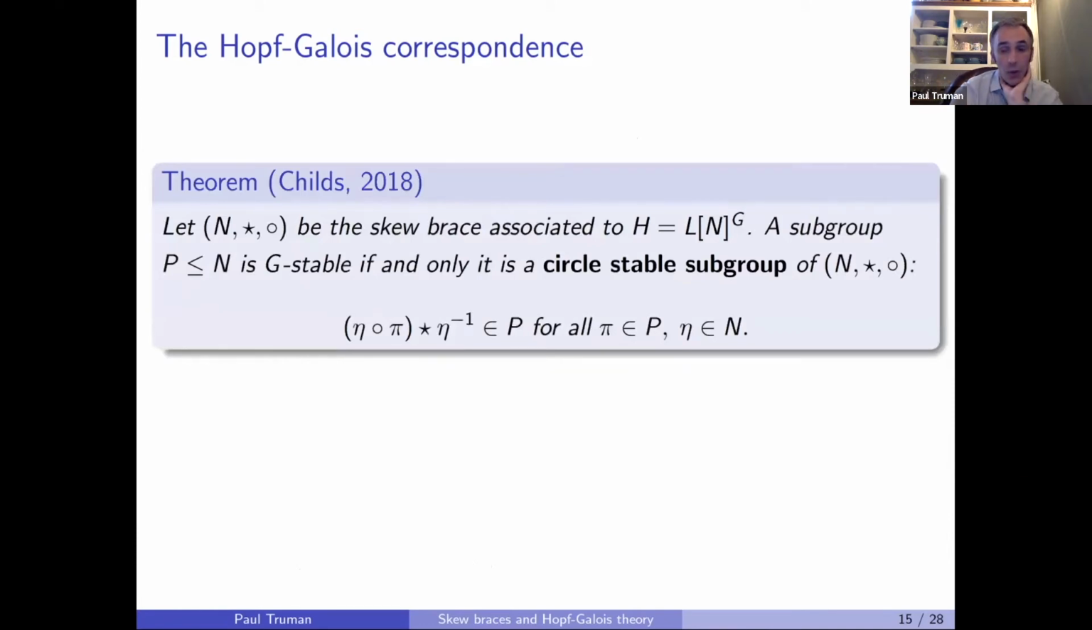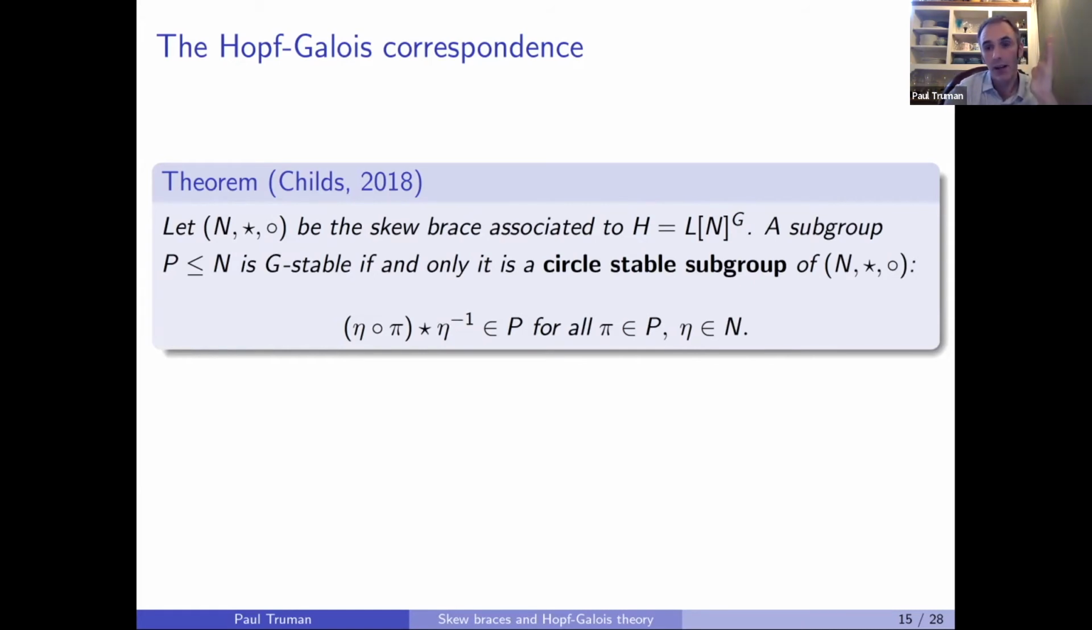And when some of us in the Hopf-Galois community were first made aware of the brace connection, which I think was largely due to Nigel, Lindsay Childs asked this question: can you use the associated skew brace to understand something about the Hopf-Galois correspondence? Well, that is the same as saying, can you use the associated brace to tell you when a particular subgroup is G-stable? And he proved this theorem, in which he coined this term, that P should be a circle-stable subgroup of the associated brace.